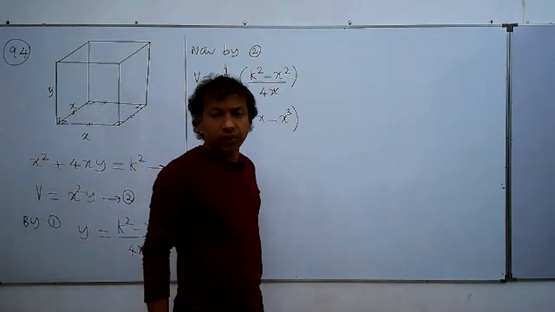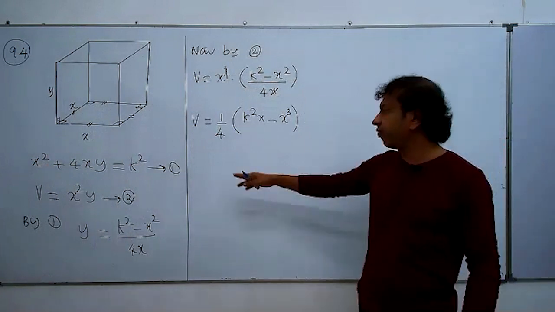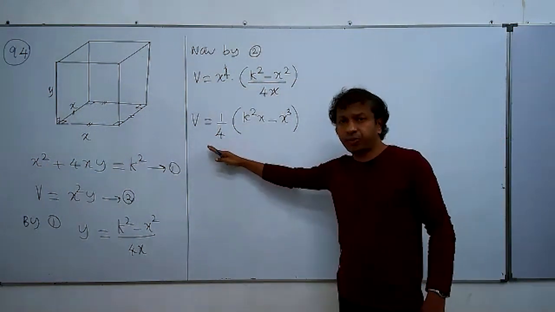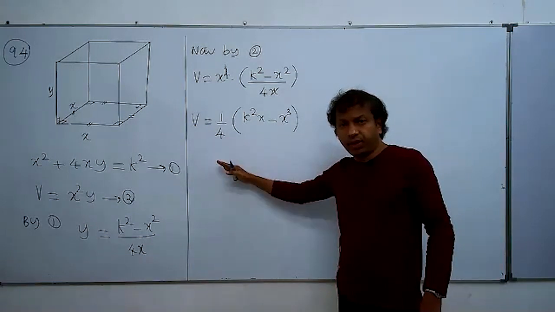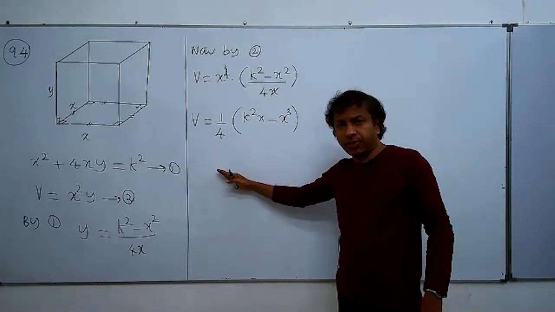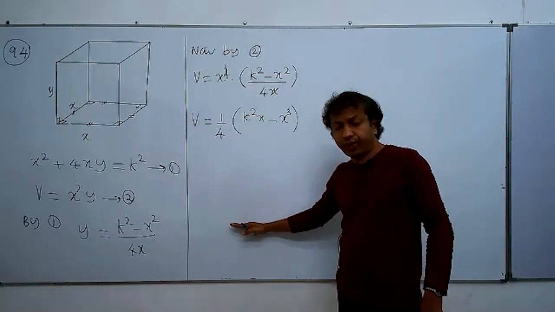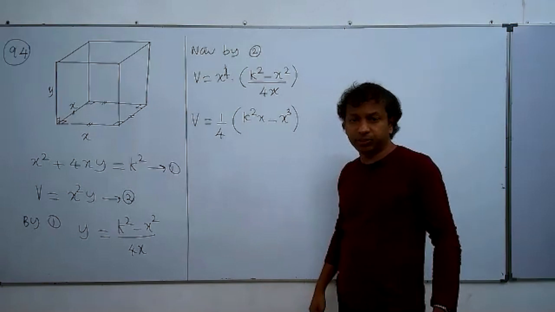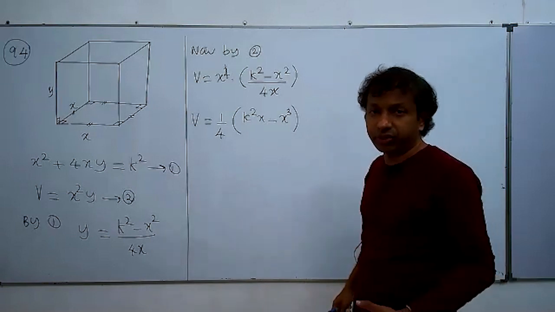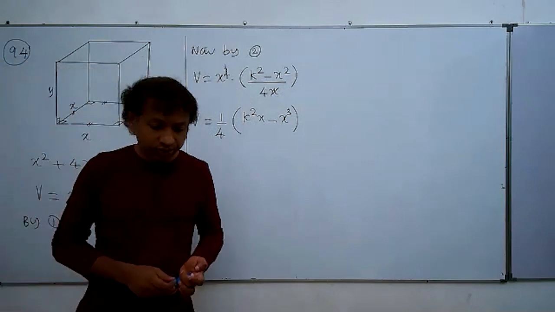Now I think you can do the rest. Since V is a function of x, you can differentiate this with respect to x and take dV by dx, equate that to 0, find the x value, and using the second derivative or first derivative test, you can show that at that x value the volume V becomes maximum. Then you can come to the end of the question. Okay, right. Do that part. I'll give you a few minutes.